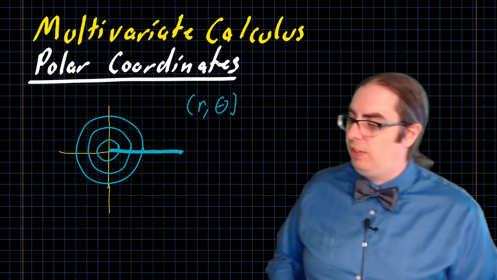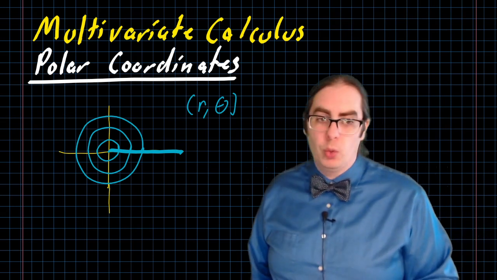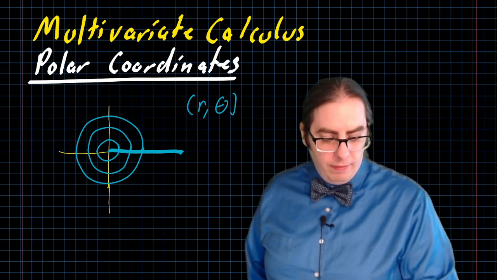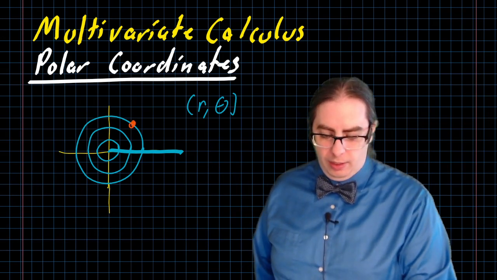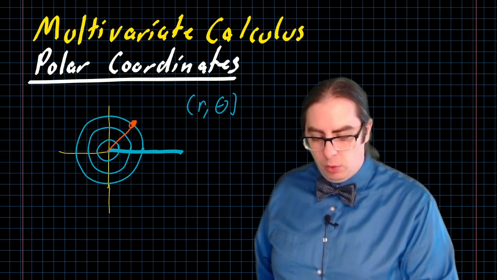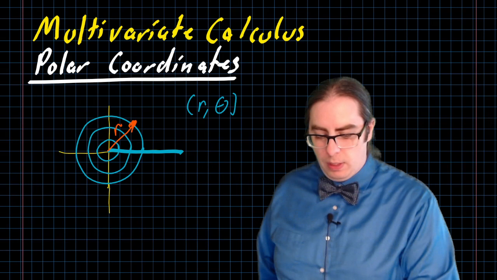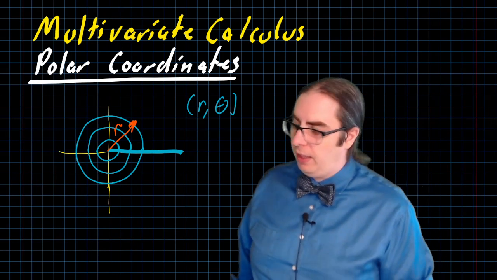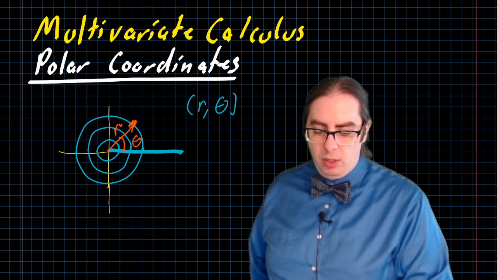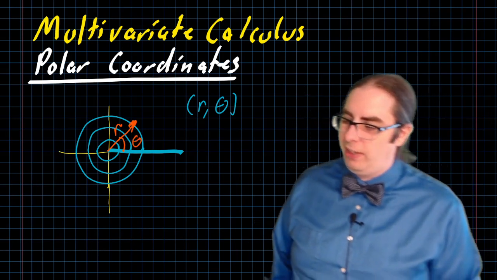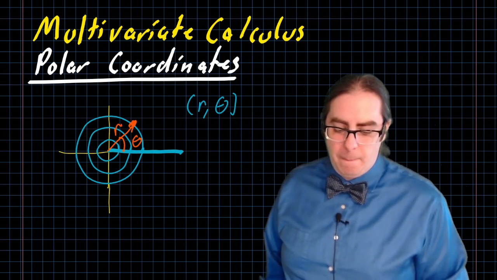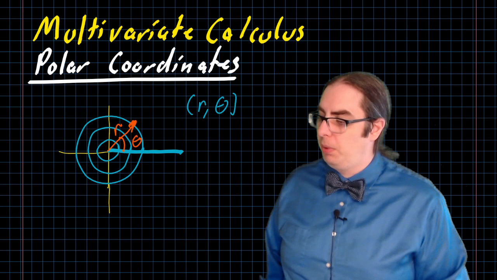So in polar coordinates, a point is given as the ordered pair r comma theta. So if I have a random point, like let's say this point right here, I'm going to draw the line from the origin to that point. I'm going to measure the length of that line and call it r, and I'm going to measure the angle in standard position and call it theta. And so with an r and a theta, we can plot a point.